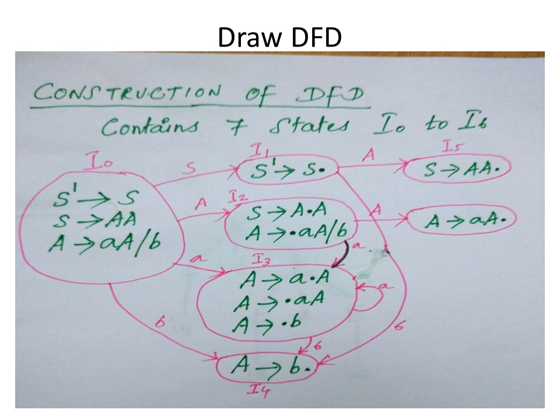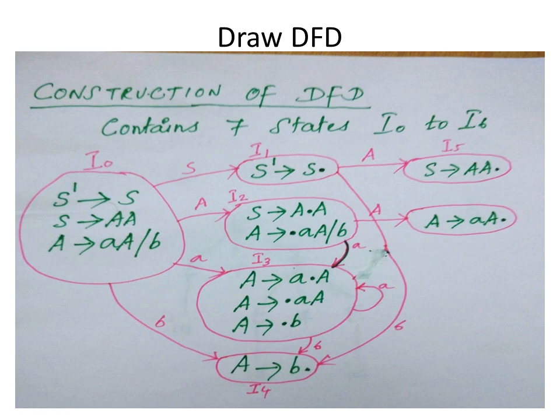See, S implies A dot A. Now the dot is moved one step right, so the actual production is S implies AA. After scanning, one A is scanned and the dot is placed at the right hand side, then again capital A. And coming to the next production, A implies dot small a, capital A slash small b. Now the dot is placed in the first position.